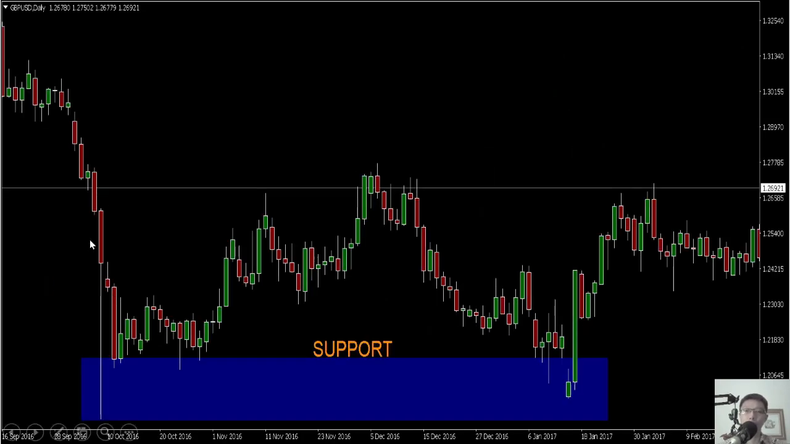This is a support area too, because after price reaches this level, buyers take control to push the price higher, here and here. And then price tries again to go lower, and price cannot break below this support area. And then buyers make a very big push here to the upside. So this is a very good sign that buyers have dominated this trend. So we can buy at this level. Okay.